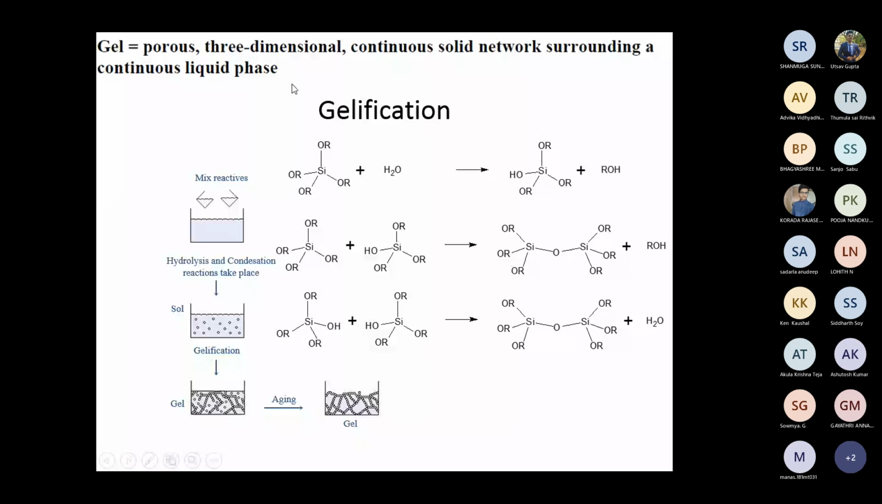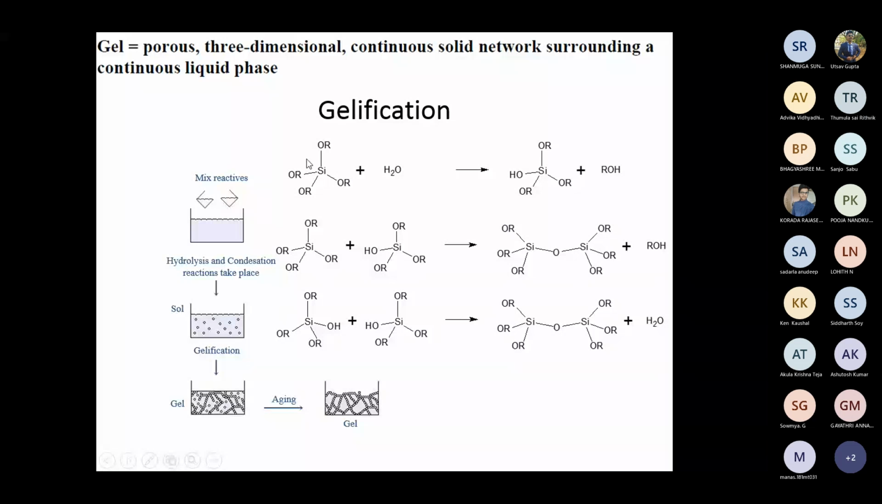So a gel is a porous three-dimensional continuous solid network surrounded by a continuous liquid phase. This is gelification. If you mix, stir and heat, first a sol will form. A sol means colloidal particles. Then with time those colloidal particles will connect and a network will form, that is called a gel. And with aging you can get a stable gel.